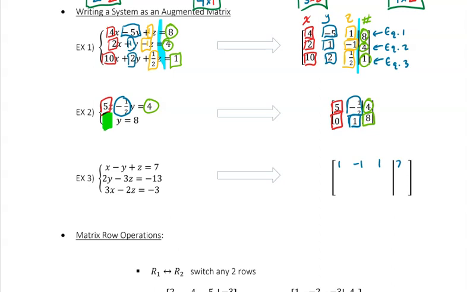For the next one, be careful. We don't want to start with 2 because we always start with x, but in this one the x is missing. So we're going to put 0 because there's no x's. There's 2 y's, -3 z's, and then -13 is the number on the other side.